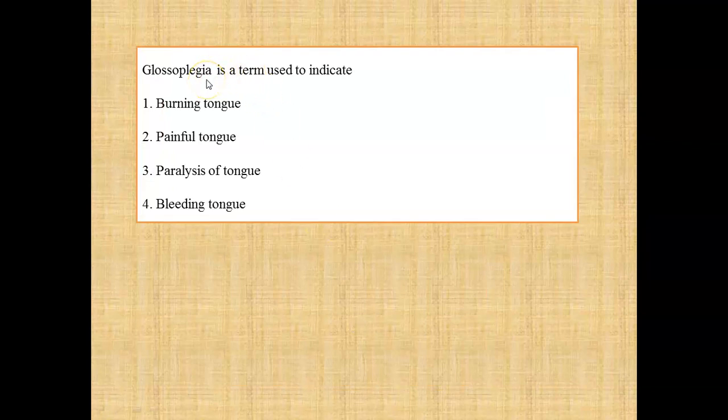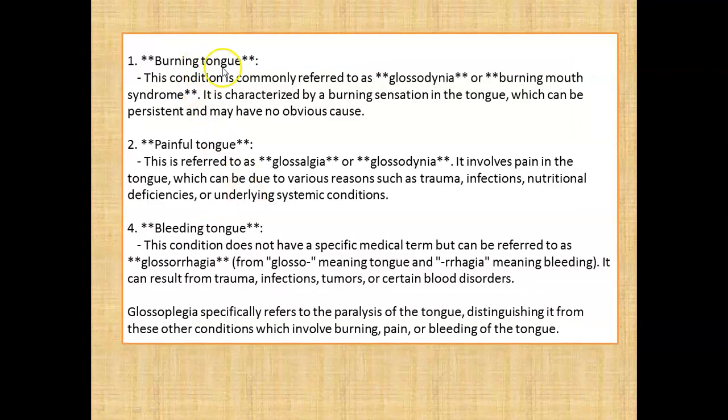Now, what is glossoplegia, dear student? It is a paralysis of the tongue. Let's see other tongue conditions in detail. What is a burning tongue? It is known as glossodynia or burning mouth syndrome. What happens in burning tongue? It is a burning sensation in the tongue which can be persistent, and sometimes there is no obvious cause. What is a painful tongue referred to as? It is referred to as glossalgia or glossodynia. It can occur because of various reasons like trauma, infection, nutritional problems, or an underlying systemic condition. Bleeding tongue: this condition does not have a specific medical term but can be referred to as glossorrhagia. It can result from trauma, infection, tumors, or any kind of blood disorder.